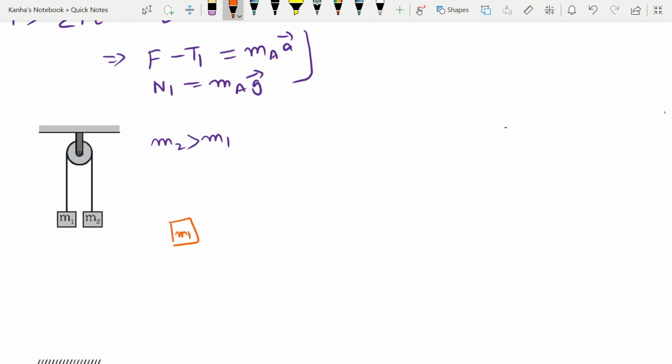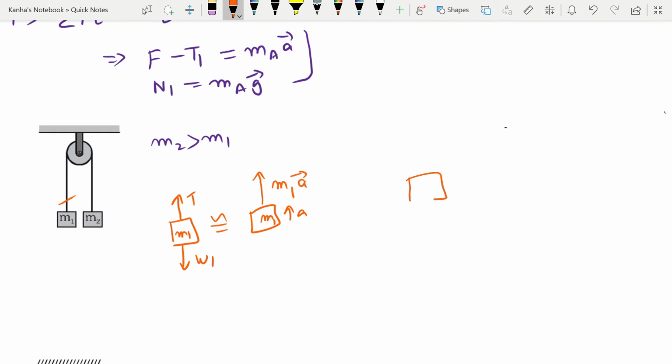This is my M1. There is only one contact, so there is a tension force, and then there is its own weight, W1. This is equivalent to going up with the acceleration A, and a net force acting on it equal to M1 into A.